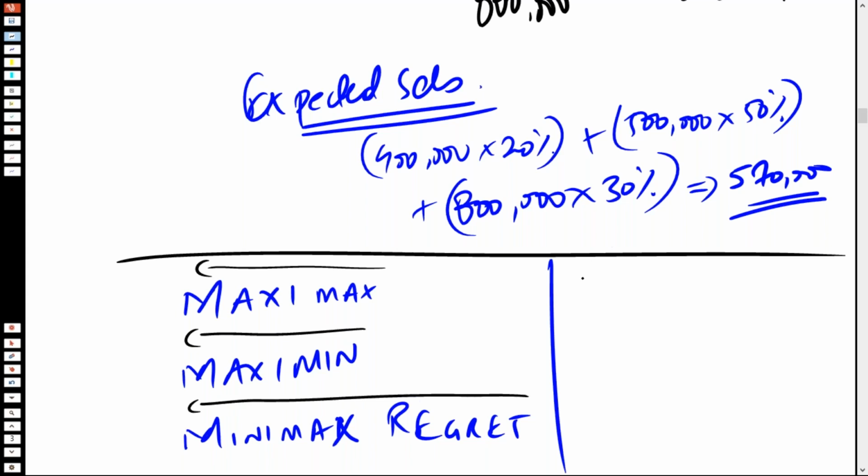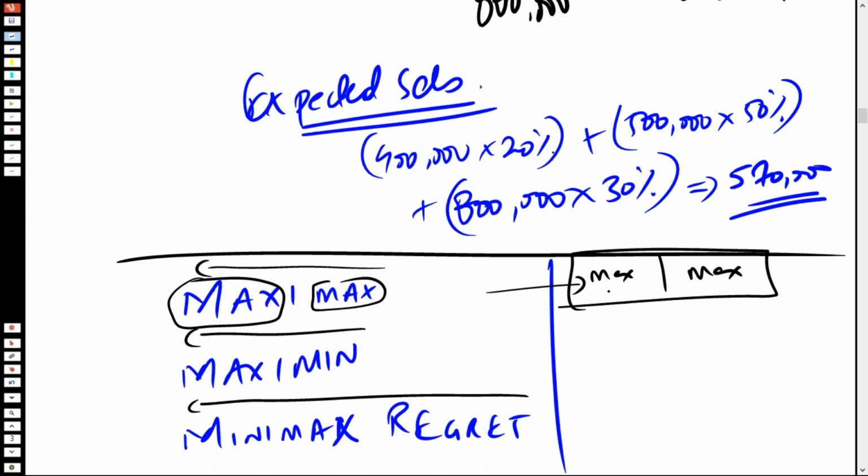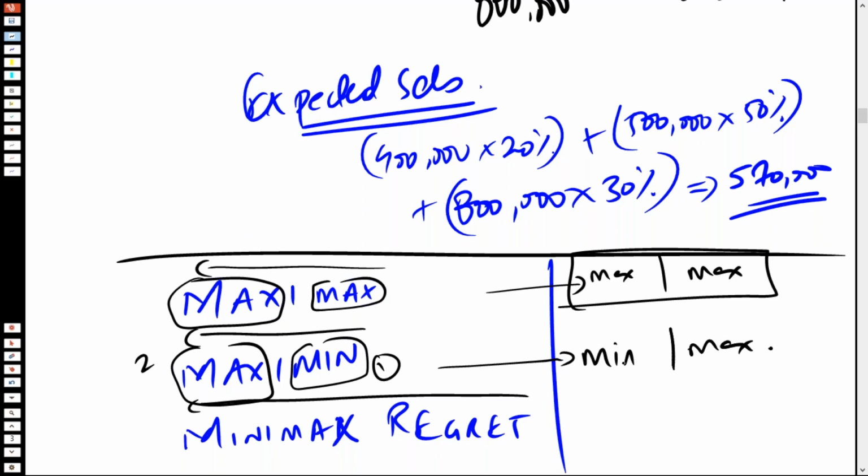Now, what do you mean by this? First, Maximax, what does it mean? First of all, you would talk about the maximum value and then you would talk about the maximum value. So it's maximum out of maximum. Now for Maximin, first of all, you would do minimum. This is the first work. Then you would do maximum. So you have to identify all minimum values. Then you have to choose the maximum out of the minimum values.